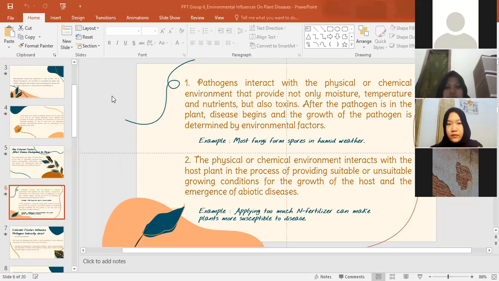An example is rust fungi from spores in humid weather. Second, the physical or chemical environment interacts with the host plant in the process of providing suitable or unsuitable growing conditions for the growth of the host and the emergence of abiotic disease. An example is applying too much fertilizer, which can make plants more susceptible to disease.